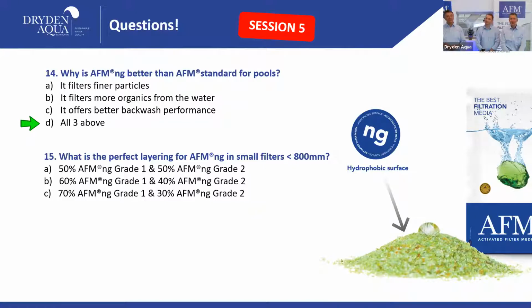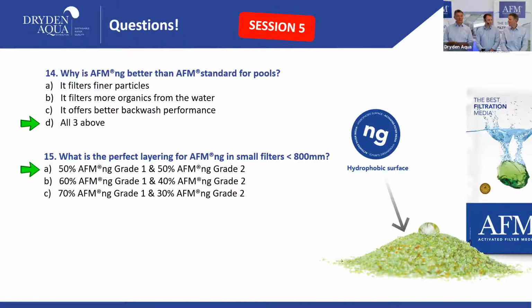Next question. What is the perfect layering for AFM-NG in small filters? For all your AFM that you get now, is it 50-50, grade 1, grade 2? Is it 60-40 or is it 70-30? Perfect layering is A, 50-50.